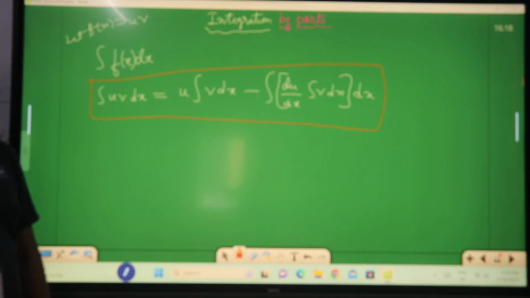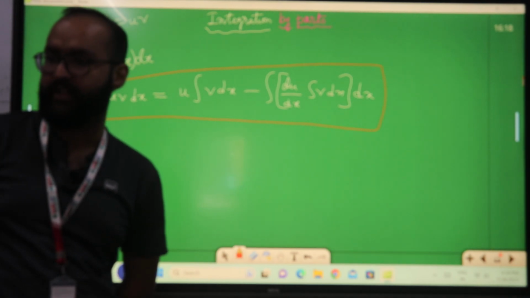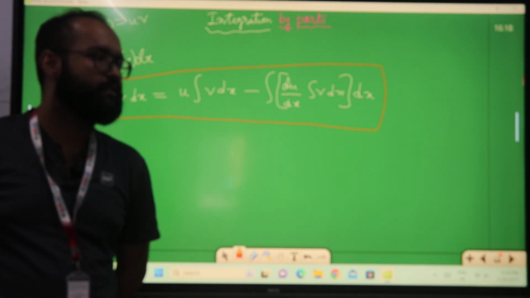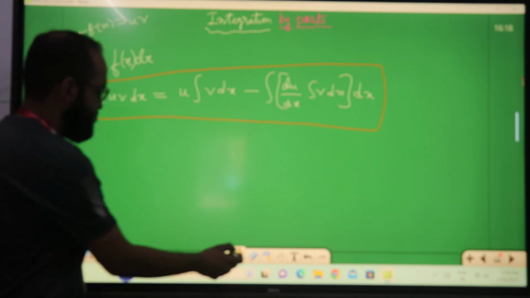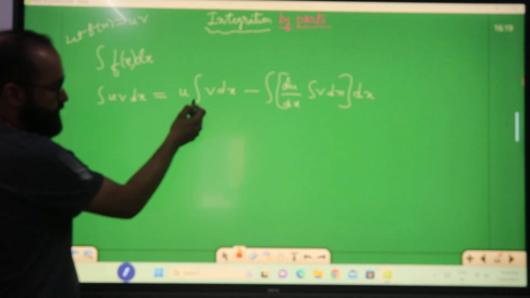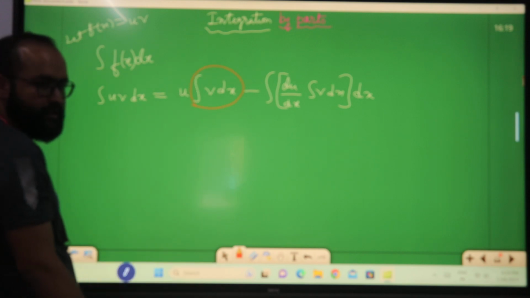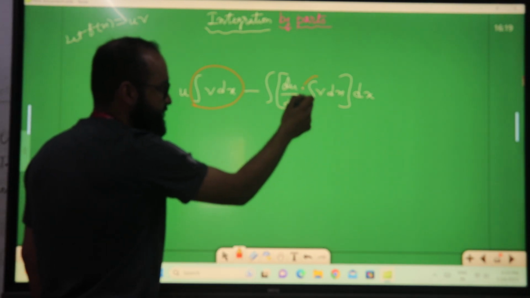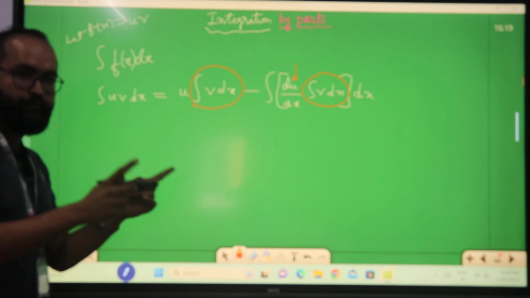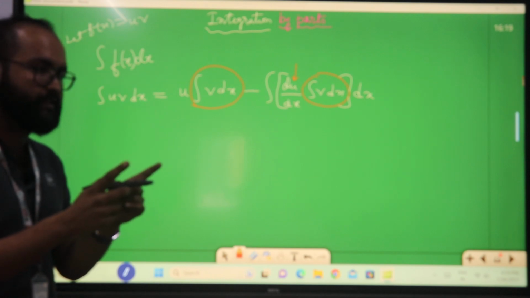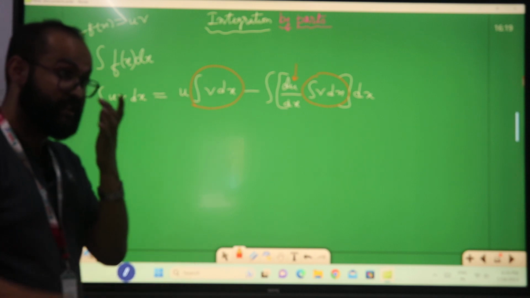So, why am I calling u the first function and v the second function? Because it matters which one you take as the first function and which one as the second function. Why does it matter? Very simple. In the first term, u is sitting alone, but v is undergoing integration. In this portion also, v is undergoing integration, but u is undergoing differentiation. The two functions u and v are undergoing separate things. u is undergoing differentiation, but v is undergoing integration.